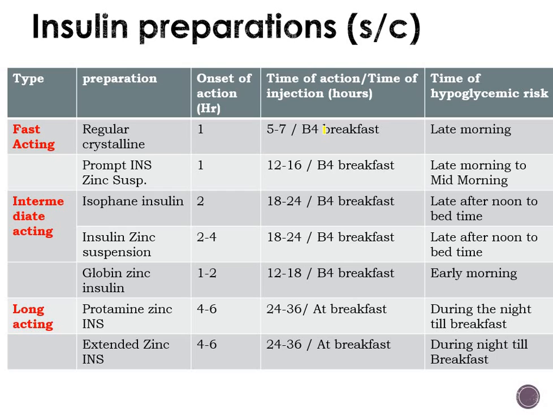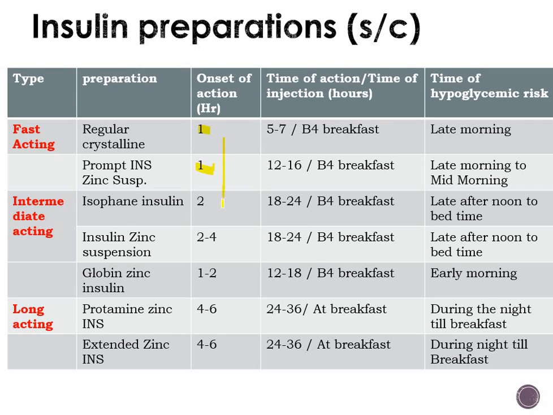Now, having said that, this slide describes the insulin preparations. Of course, they are to be given either subcutaneously or intravenously or in infusion, as the case may be. But these are the types of insulin: fast acting, intermediate acting, and long acting. And look at the onset of action. The onset of action of fast acting is usually 1 hour, and for intermediate acting, the onset of action is 2 hours.